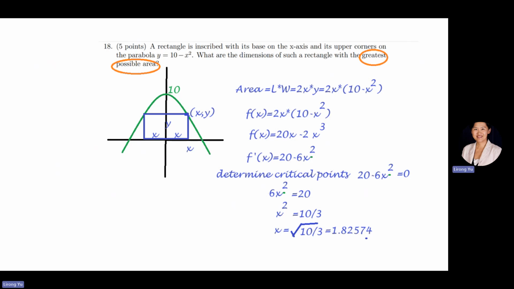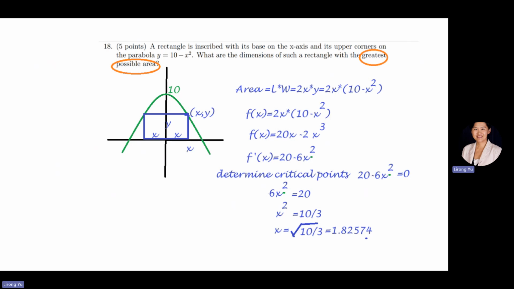Here we're finding the upper corner, which has a positive x. x squared equal to 10 over 3 has two solutions, positive and negative. You see there are two corners, but we're trying to find the upper right corner, the positive x. So I use the positive x value. And now all we have to do is find out whether we have a max or min right there. When x equals 1.82574, we do have a maximum.